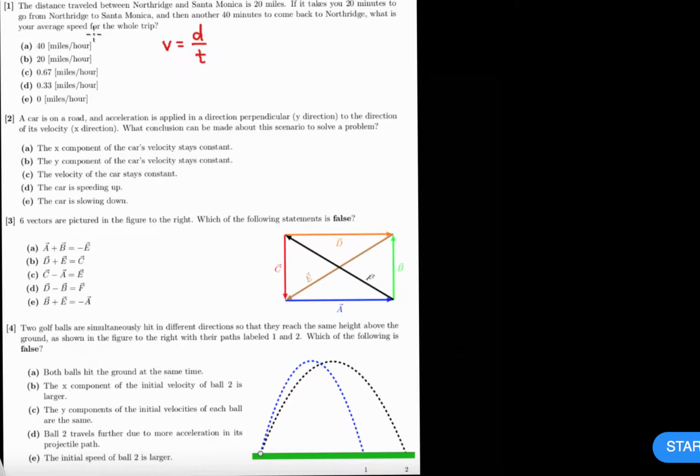the trip. The answer would have been 0, because velocity is displacement over time, and your net displacement would have been 0. So your overall distance is the 20 miles to Santa Monica and the 20 miles back, which is 40 miles. And that takes place over the course of 20 minutes plus 40 minutes, 1 hour. So 40 miles per hour.